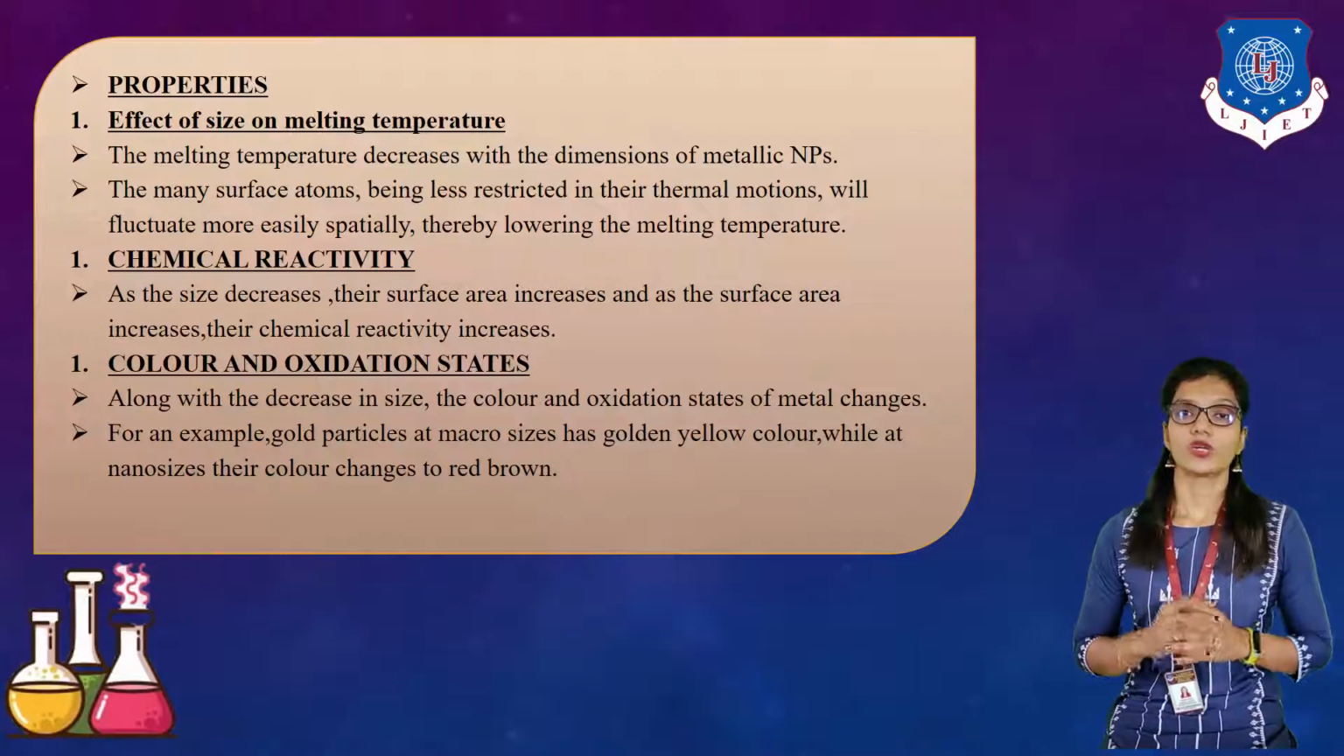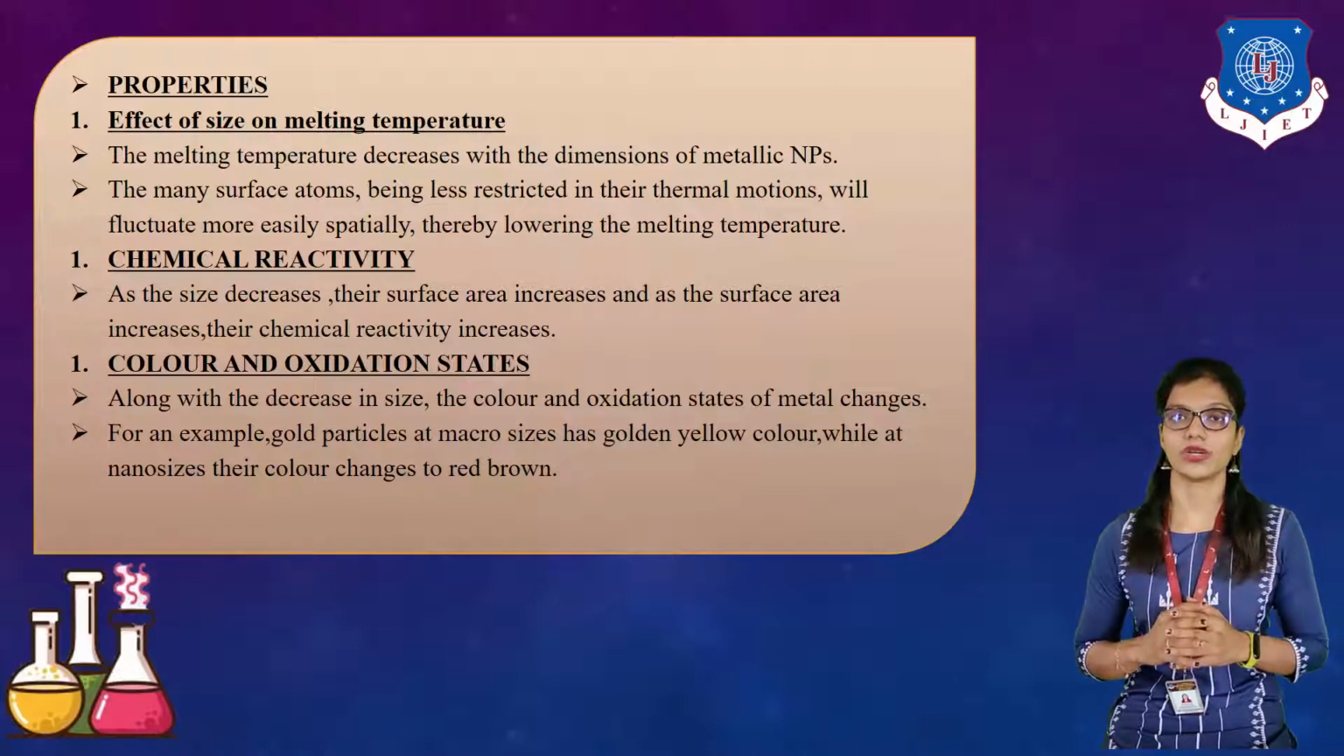If we talk about the properties of this kind of nanomaterial, the first and foremost is the effect of size on the melting temperature. The melting temperature decreases with the dimensions of metallic nanoparticles. The many surface atoms, being less restricted in their thermal motions, will fluctuate more easily spatially, thereby lowering the melting temperature.